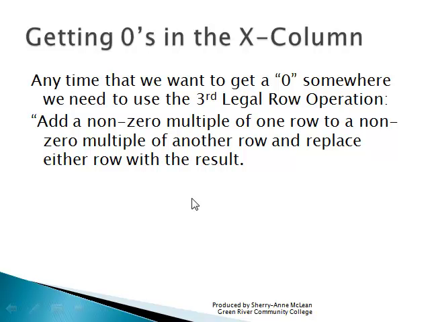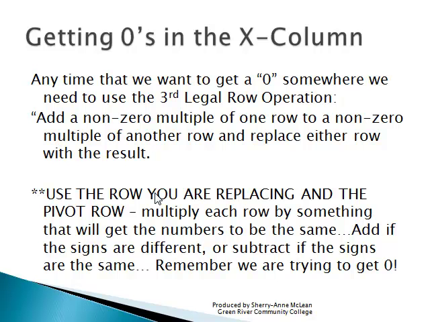How do we get zeros in the x column? Well, any time that you want to get a 0 somewhere, we need to use the third legal row operation that we talked about before. This is what it said: add a non-zero multiple of one row to a non-zero multiple of another row and replace either row with the result. This sounded kind of confusing, so let's take a look at what that's going to mean for us.